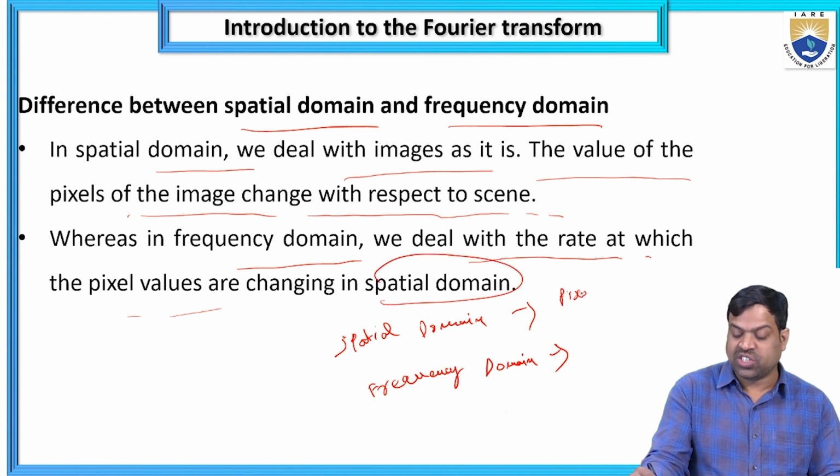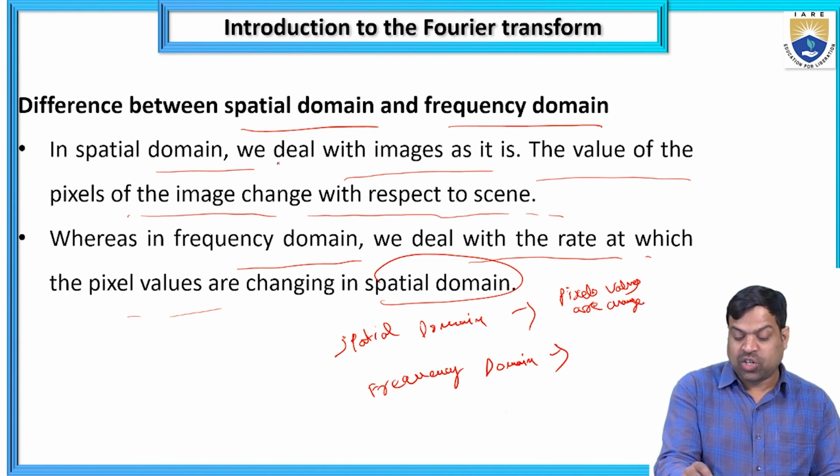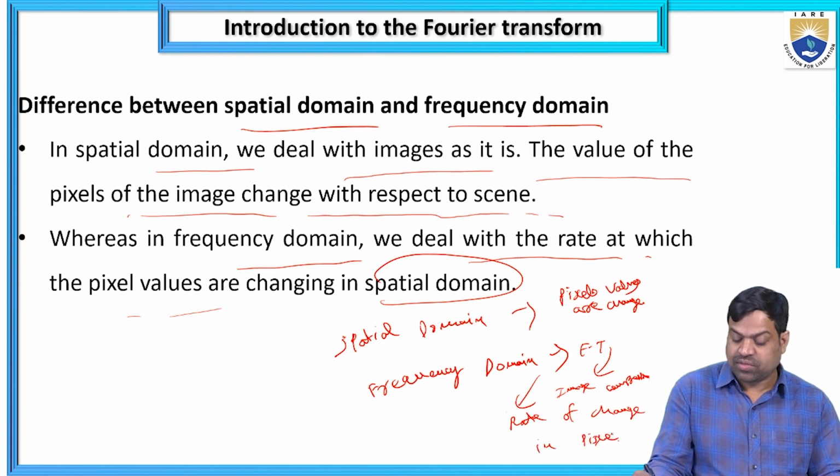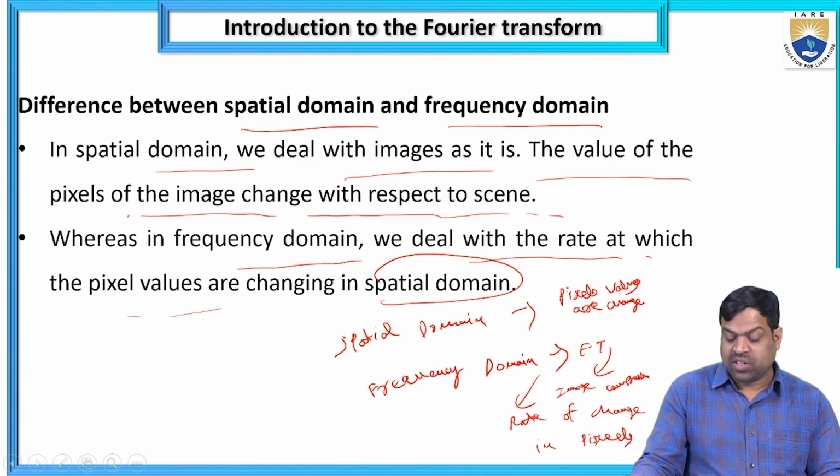So in the spatial domain, pixel values are changed, and in the frequency domain, we use the Fourier transform and convert into the frequency domain. We are converting for image compression like this. So in the frequency domain, we deal with the rate at which the pixel values are changing, the rate of change in pixels. That is the frequency domain.